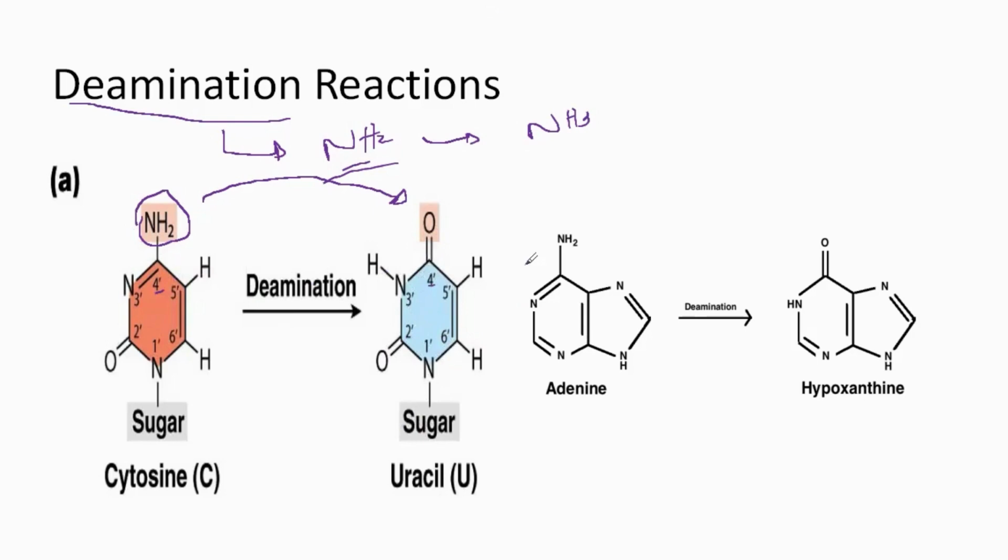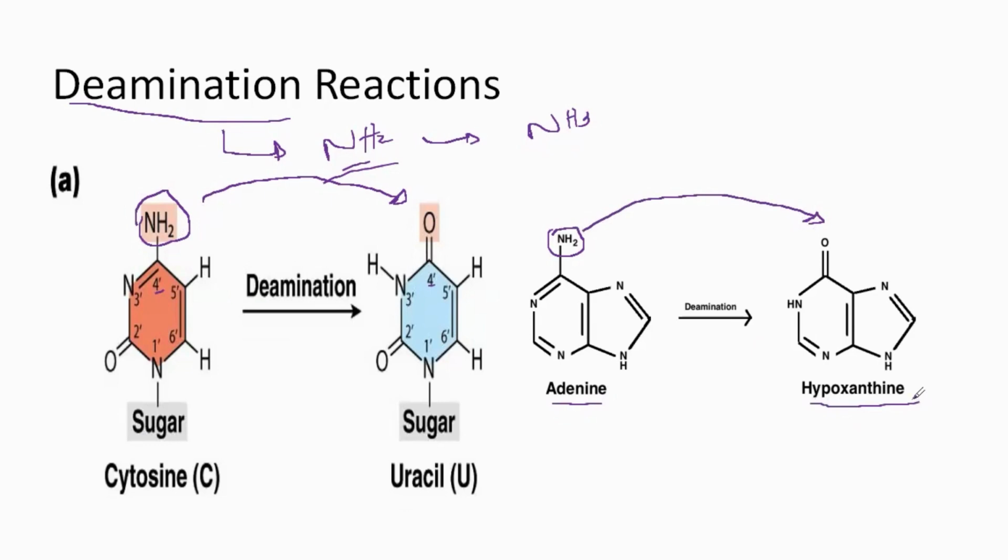Now talking about adenine. If I'm deaminating adenine, right? If I'm removing the NH2 group over here, so as I told in cytosine, that NH2 group will be replaced by what? Oxygen. So clearly you guys can see that here we have an oxygen replacing it. So this is adenine, and here we have hypoxanthine, which is again a purine base.